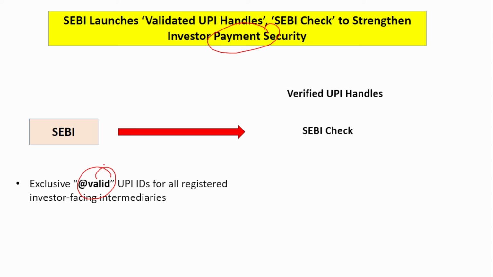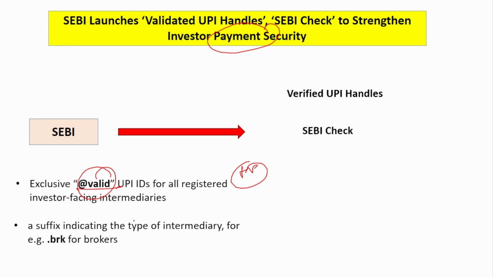See, suppose there is a broker you want to make a payment to. There is a mutual fund to whom you want to make a payment. They will give you a UPI ID, but you don't know whether it actually belongs to them or to some other fraudster, right? So here, along with the UPI ID, there will be an exclusive name, that is @valid. This @valid will be present in that UPI ID, which means that it is the valid UPI ID.